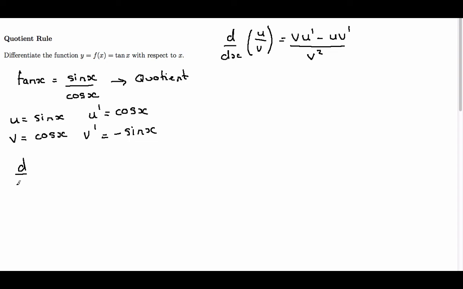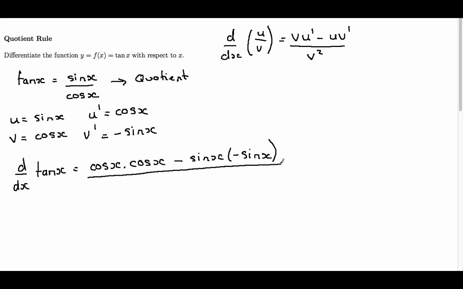Therefore, the derivative of tan x is equal to v times u prime, so that is cos x times cos x, minus u, which is sin x, times v prime, so that is a minus sin x, and that is all being divided by v squared, which is cos x, all squared.